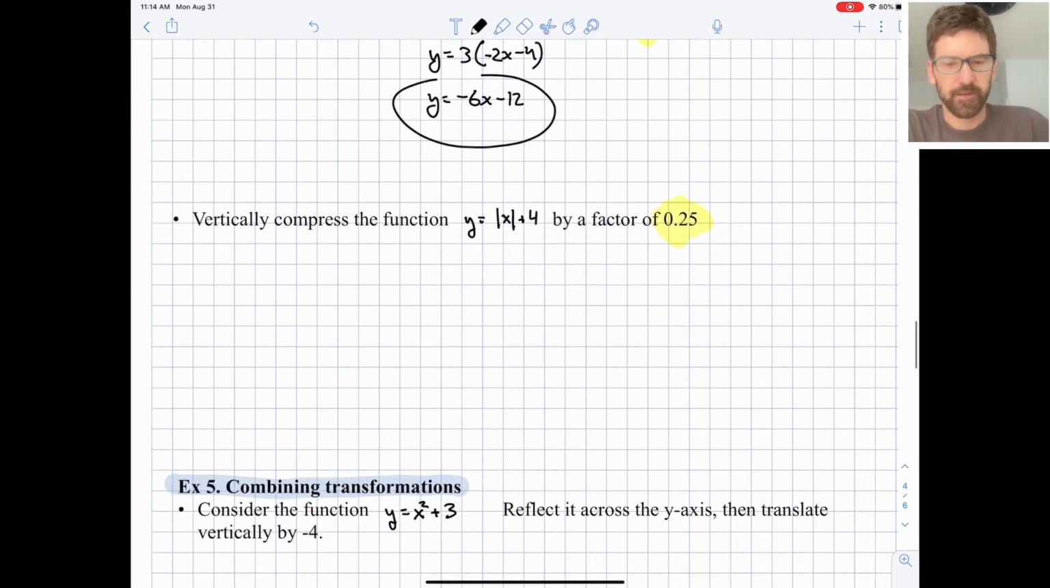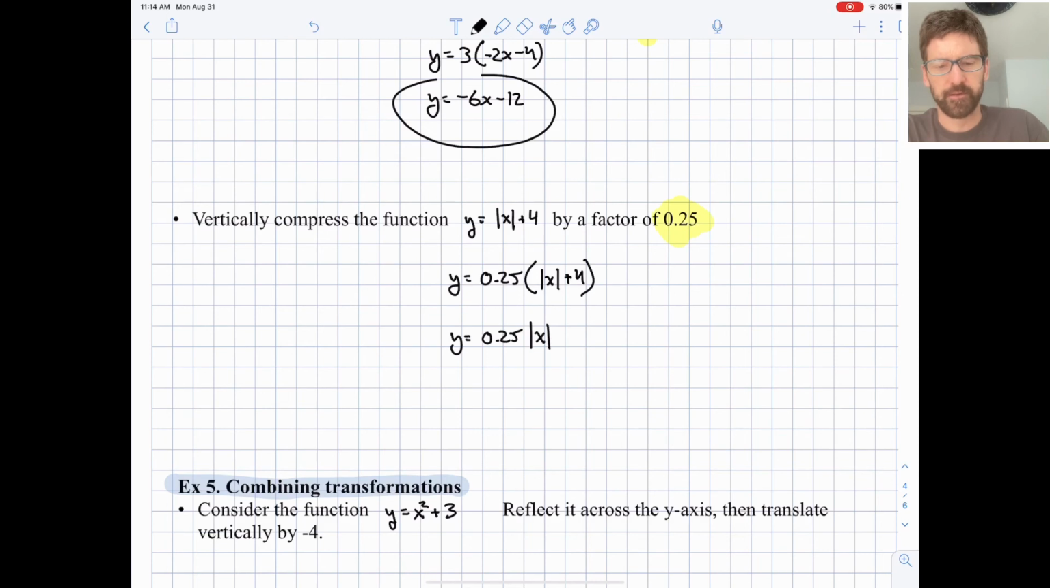Vertically compress this function, so we'll just multiply through by the compression factor, 0.25 times the absolute value of x plus 4. And we can distribute that 0.25. So y equals 0.25 times the absolute value of x, and then plus 1. 0.25 times 4 is plus 1.